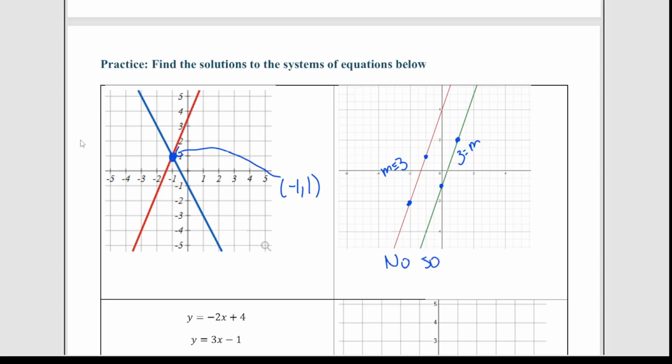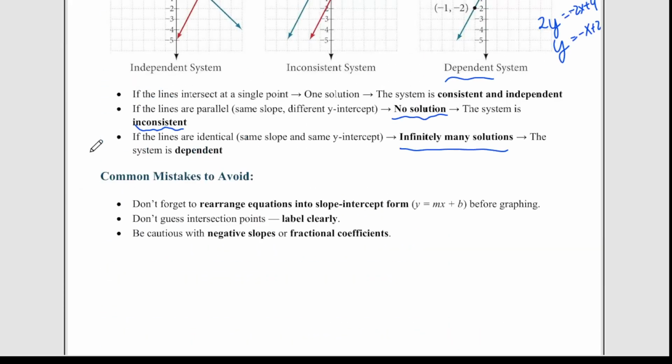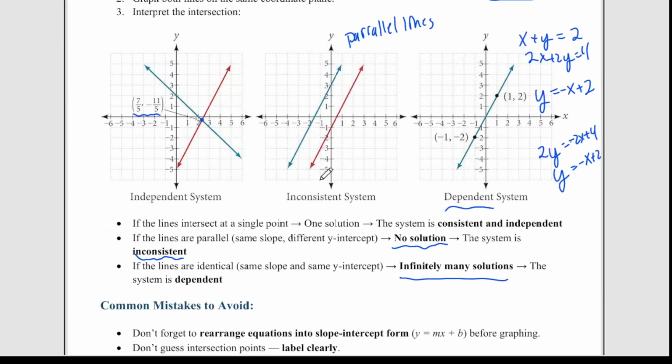this is no solution, aka these are inconsistent. Inconsistent, independent, being the fancier way of saying no solution, as you saw up here.